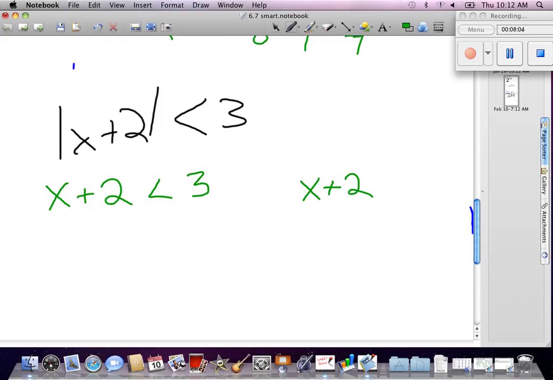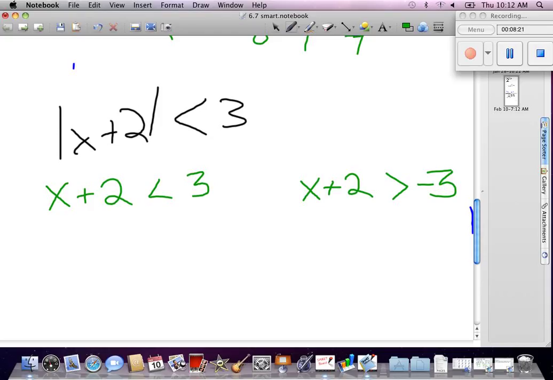Want me to tell you how to do this? Okay, Josh, we're up to you. I wrote it this way. X plus 2 is less than 3, just like the original problem. What did you write for this side? X plus 2 is the -3, right? Good. Okay.